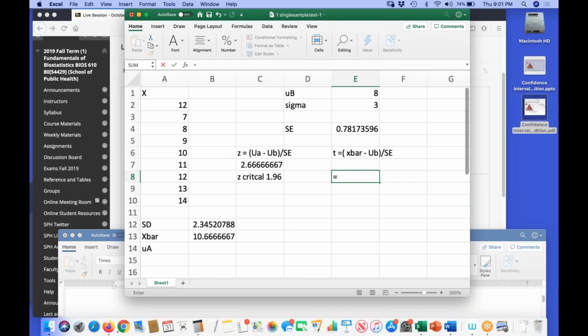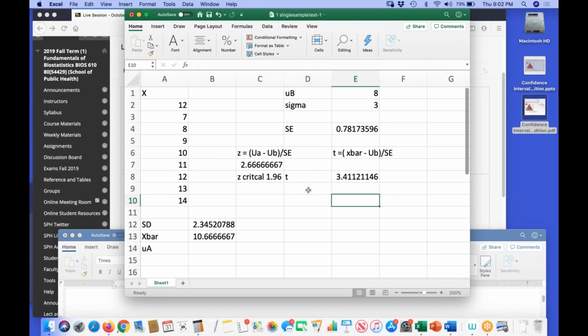So t is equal to x bar 10.66 minus 8, parentheses, and then divide that by... Let me try that again. Equals parentheses 10.66 minus 8. That's the difference between the two means, divided by my standard error, is equal to 3.41. It came out bigger because when I put that 12 in there, it kind of compressed things. So my t-score is 3.41.